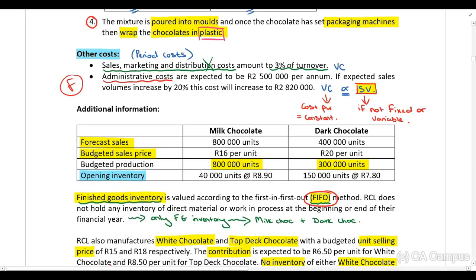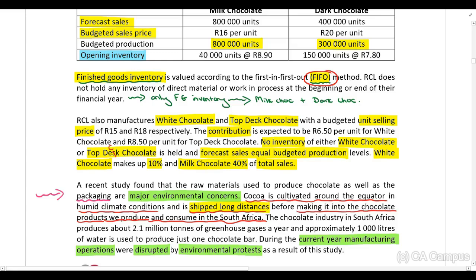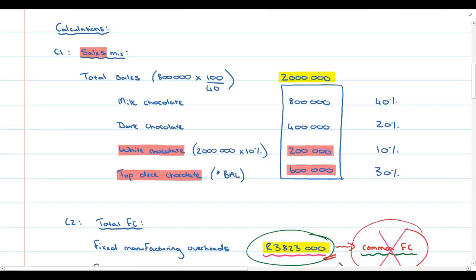However, you were specifically told that no inventory of either white chocolate or top deck chocolate is held, and forecast sales equal budgeted production levels. So, if they want to sell 200,000 white chocolates, they obviously need to produce 200,000 white chocolates. And if they want to sell 600,000 top deck chocolates, they obviously need to produce 600,000 top deck chocolates. So let's have a look at this calculation.